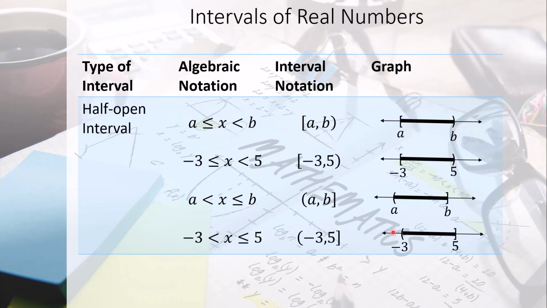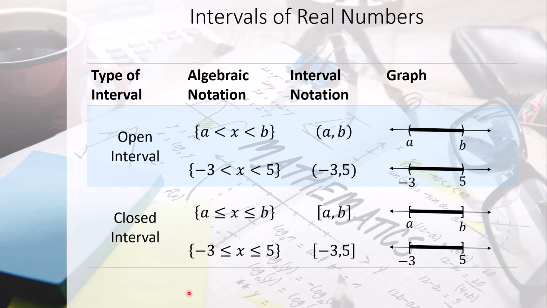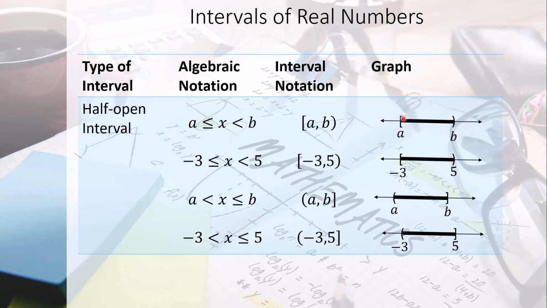So these are bounded intervals, and these are bounded intervals. Since we have all parentheses here, these are open. Since we have all brackets here, these are closed. Since we have a bracket on one side and a parenthesis on the other, these are half open.